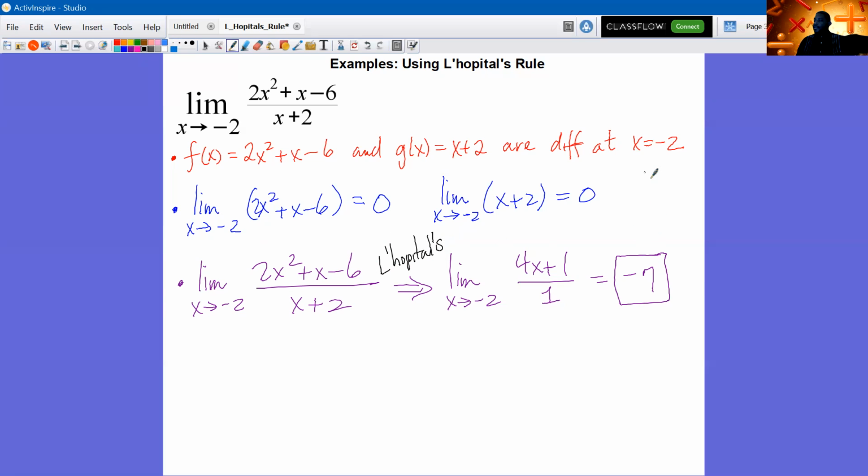Okay. So the important pieces are talk about differentiability, check to get your indeterminate form, use L'Hopital's rule correctly, and then reevaluate the new limits. Okay, so you need at least these 4 pieces to get credit.